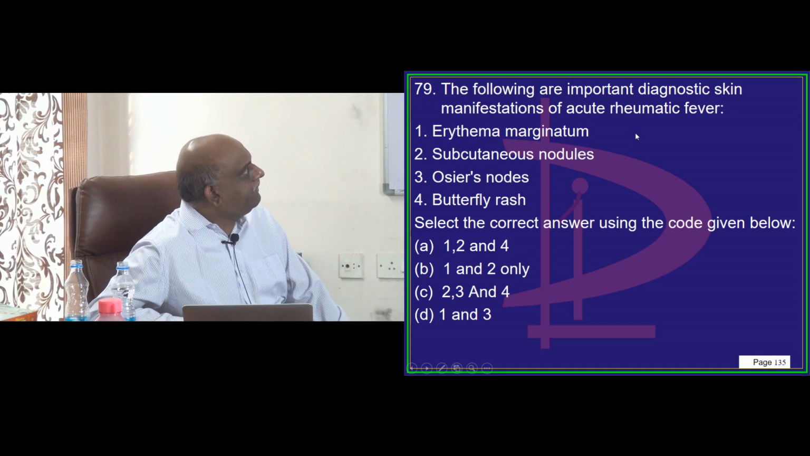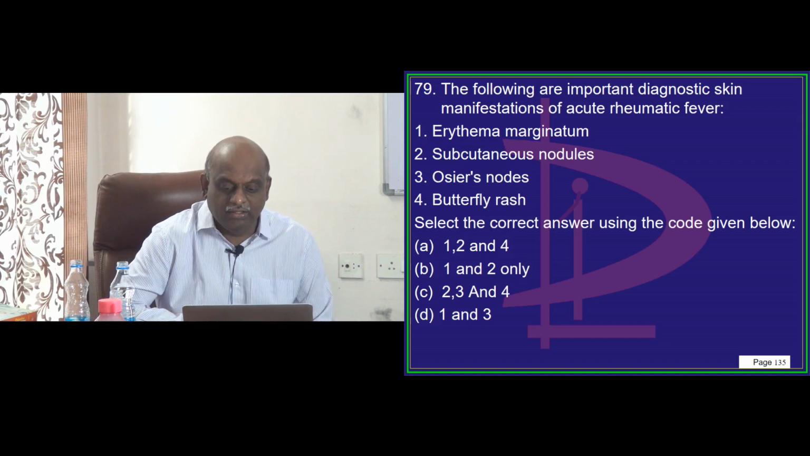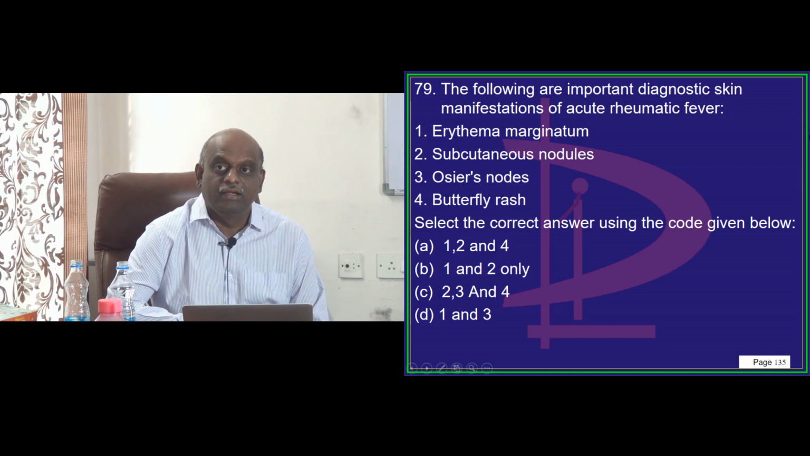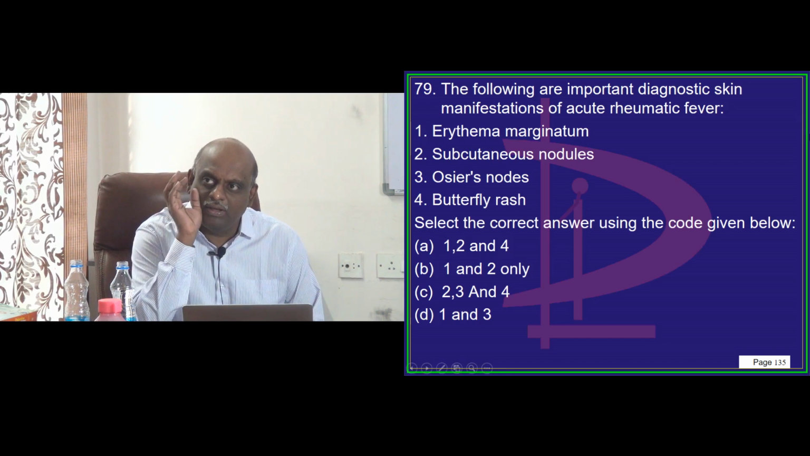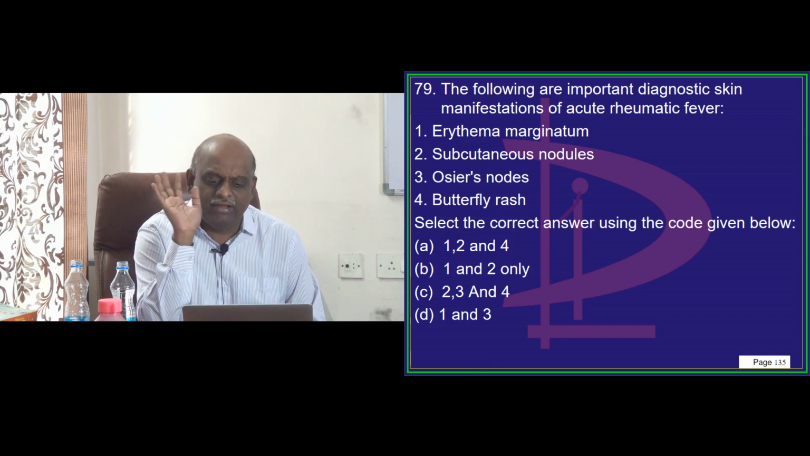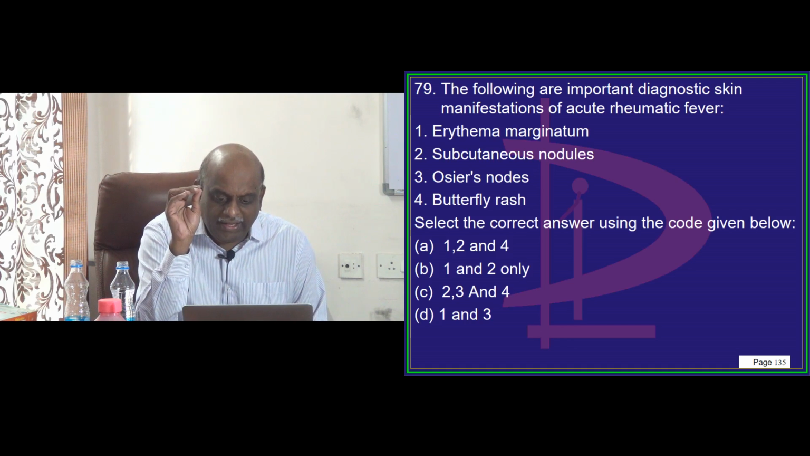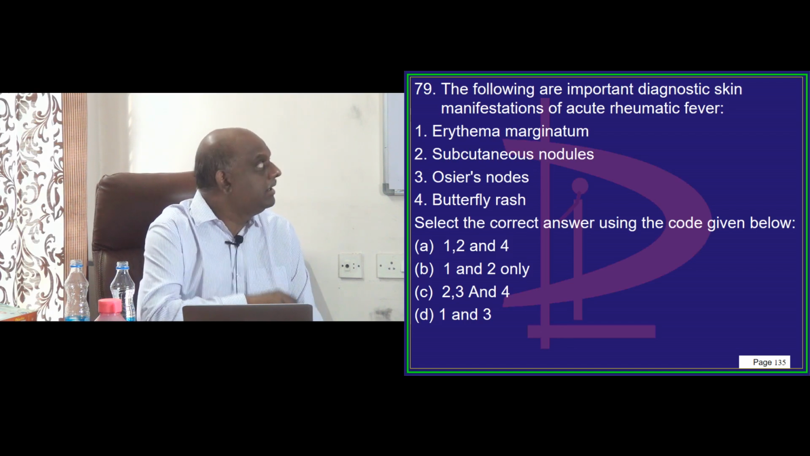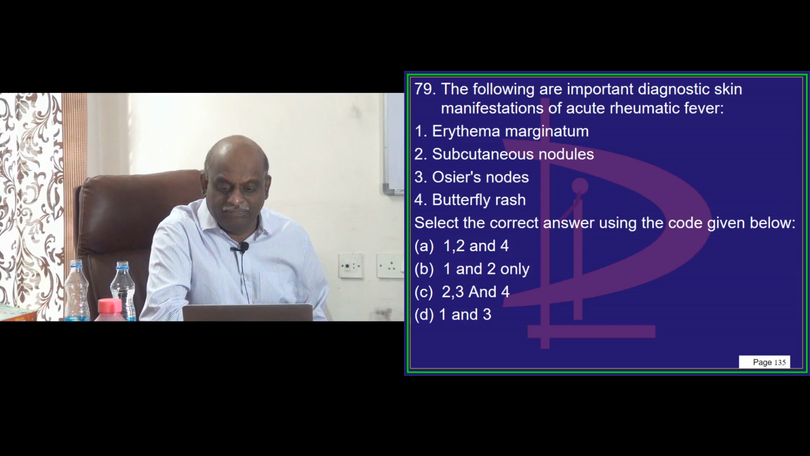In acute rheumatic fever, what do you see? What you don't see. So all the acute rheumatic fever major, minor, modified criteria you should be very sure about. Question number 79. Please punch your answers, doctor.